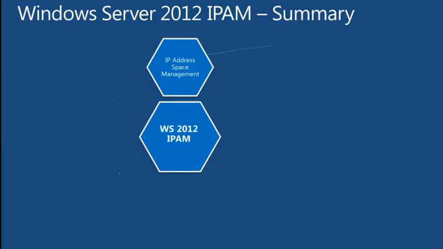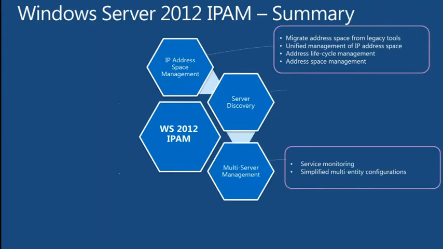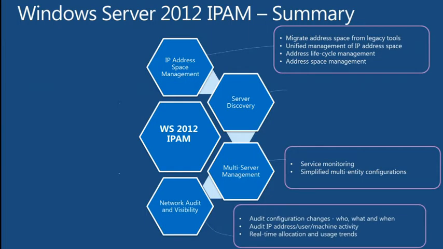Okay, a quick summary of what we talked about with IPAM. We talked about IP address space management, how we're able to capture and look at the utilization of IP addresses and such. The next capability of IPAM in Server 2012 is server and asset auto discovery. Looks like my slide animation is a little funky. We did some demos with multi-server management where we set configuration options and managed multiple devices all at once, and we looked at DNS zone health.